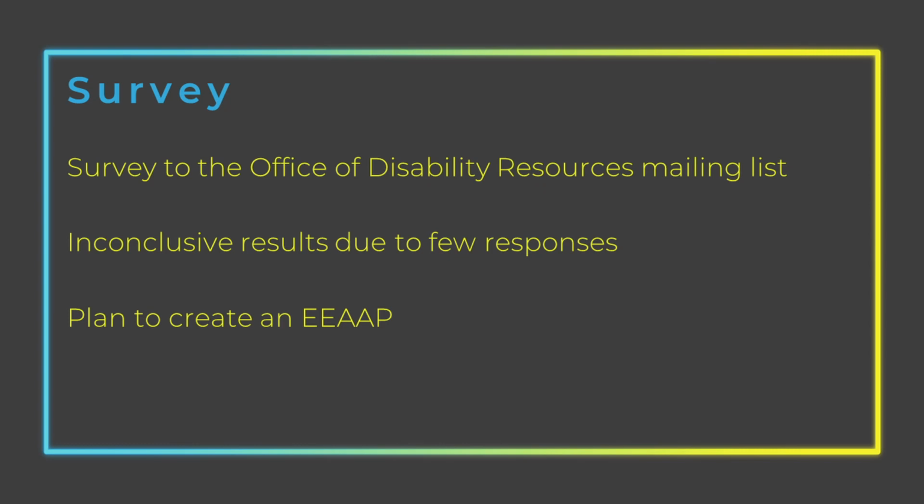Moving forward, the plan is to put together a user testing plan, and from that create an equally effective alternate access plan, EEAAP, based on the results from the testing. The DLF Toolkit that I mentioned earlier provides some resources on the creation of this document.